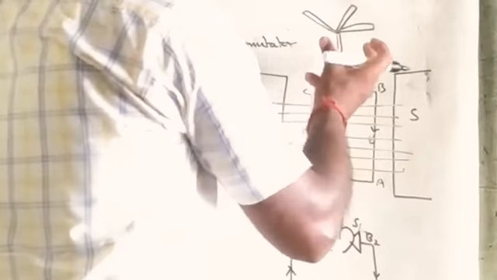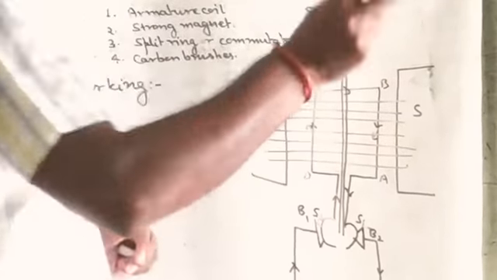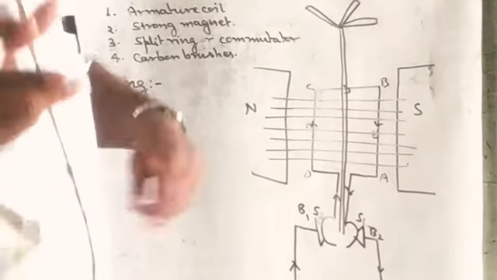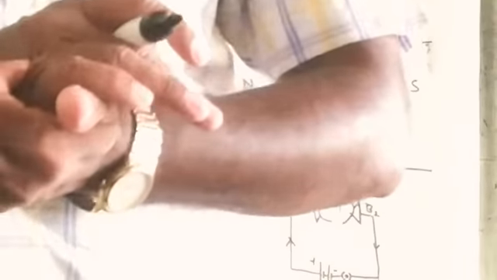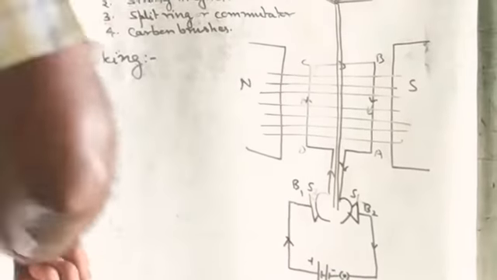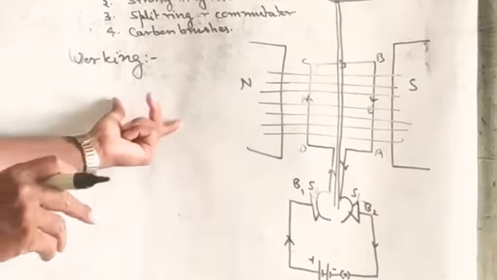Or you can connect anything there instead of a blade. Then when the axle rotates, rotation means mechanical energy. In this way, we convert electrical energy into mechanical energy in an electric motor. This is the working.